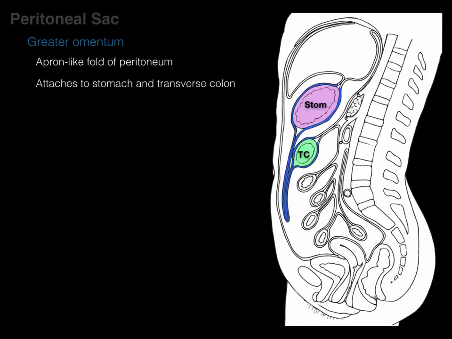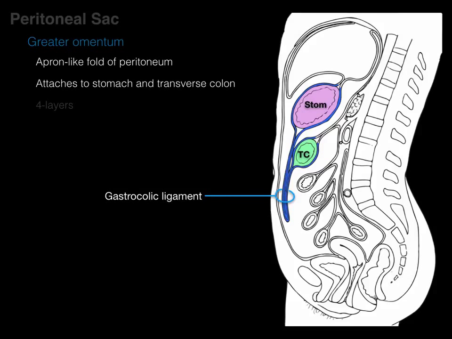So the greater omentum is a part of the peritoneum that is this apron-like fold of peritoneum, and it attaches between the stomach and transverse colon primarily, and it has 4 layers. And so there we have this apron-like peritoneum that drapes over much of the intestines and organs of the abdominal cavity, and it attaches to the stomach here, and then also to the transverse colon there, and together it now makes this greater omentum.